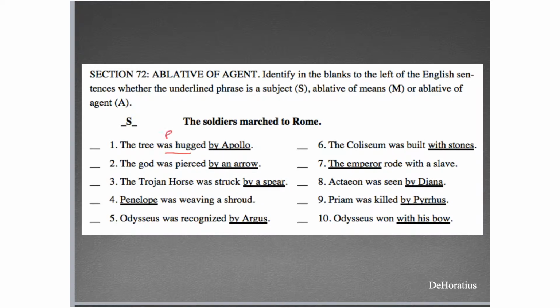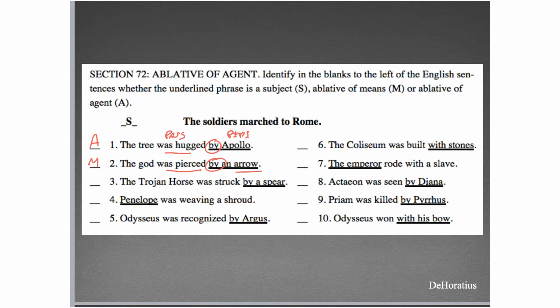Well, we have a passive verb. We have a person. And we have that "by," sort of the equivalent of our ab in English. So that makes that an ablative of agent. In the second one, we have the same thing, passive verb, "by," but now we have a thing as opposed to a person. So it can't be an ablative of agent, so it's an ablative of means, because it's doing the same thing, but it's, of course, a thing.